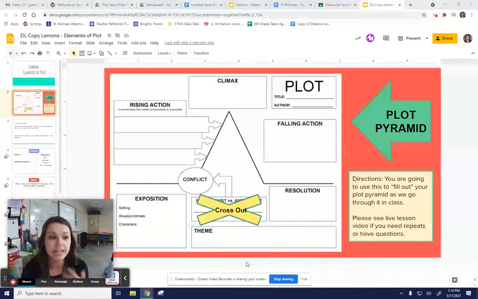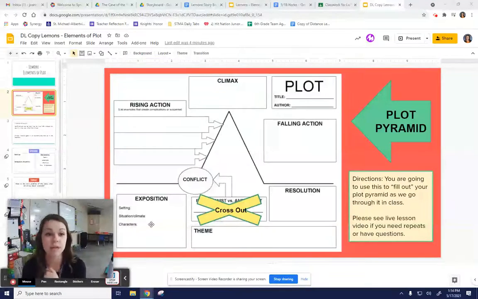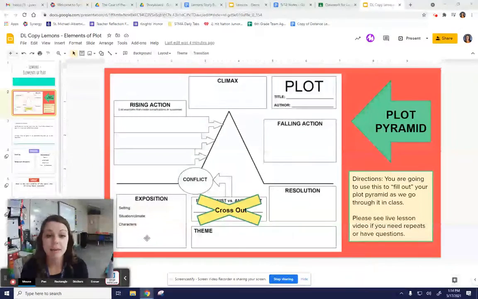Before we get into this, just as a little review, exposition prompts you as you go, but the exposition here is going to be made up of the setting, meaning where does it take place? Situation and climate is like background information, what do we need to know going into it? And then the main characters.